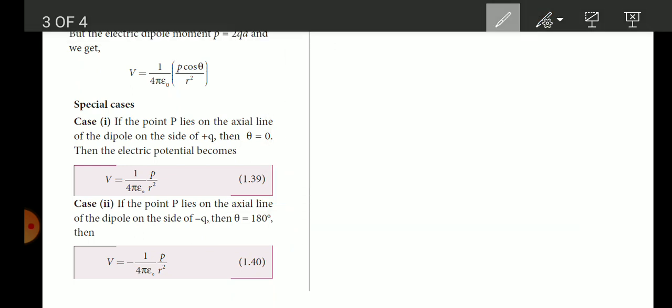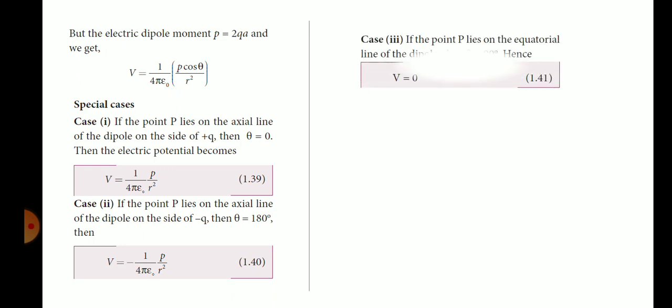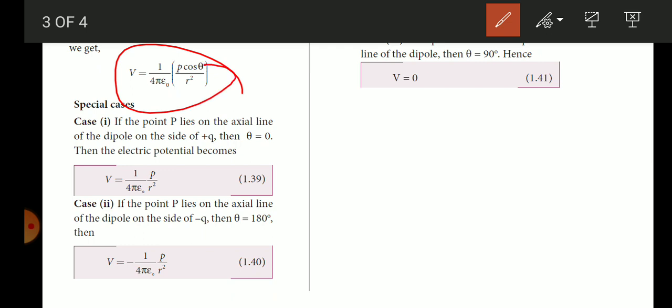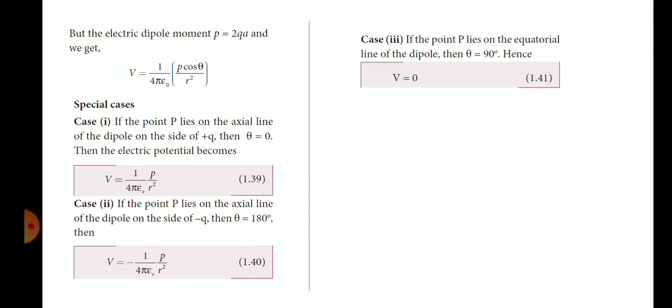Next, third case, if point P lies on the equatorial line. Equatorial line in the sense exactly straight to the midpoint of the electric dipole. So theta will become 90 degree. Then cos 90 degree is equal to 0. Then the total potential will become 0. So the electric potential will be 0 at the midpoint of the electric dipole. It's a very important 5-mark question.